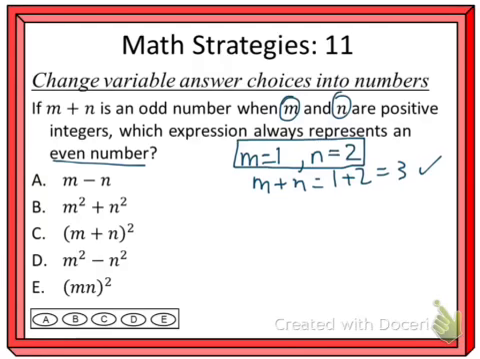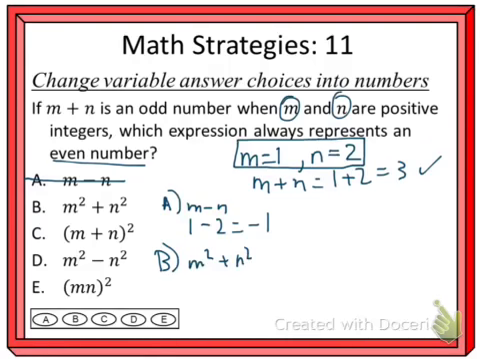So let's just choose A. A is m minus n. Let's plug this in. 1 minus 2 is equal to -1. And who cares that it's negative? The fact that it's 1 makes it an odd number, so that's not going to work. So let's try answer B. Answer B is m squared plus n squared. So m is 1, 1 squared is 1, plus 2, 2 squared is 4. That's going to give me 5. That's another odd number. I don't want it.